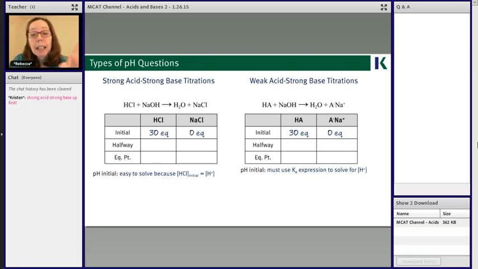Now, the initial pH for a strong acid is really easy because where we're starting is that the initial HCl concentration, monoprotic acid, yes, I did pay attention to which one it is, just equals the H+ concentration. It's a strong acid. It completely dissociates. Our weak acid is a little bit trickier.